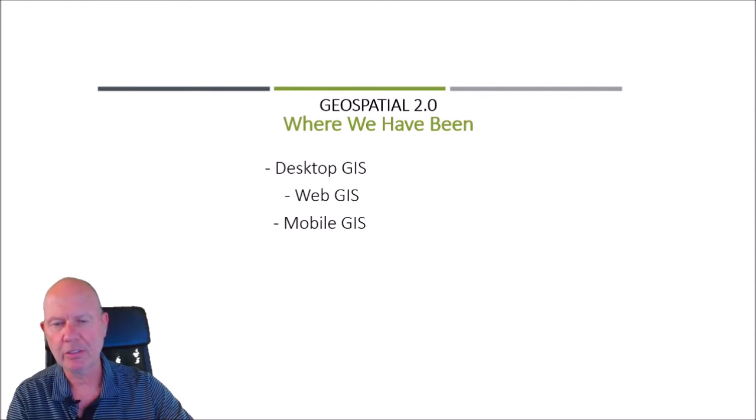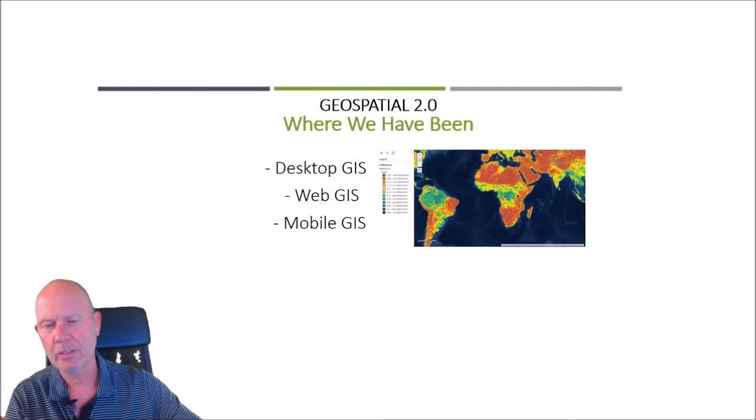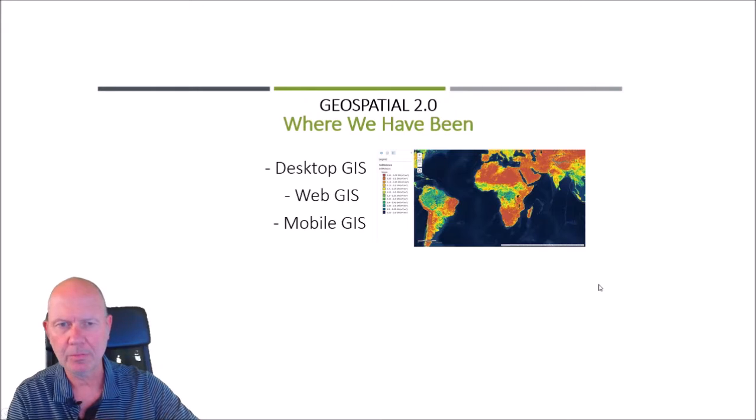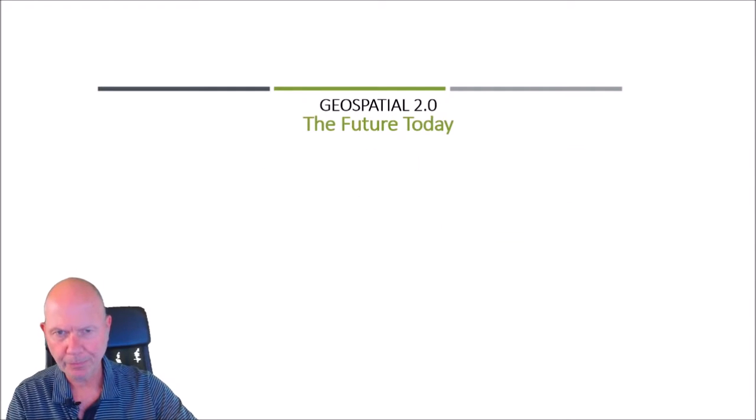So really three phases. A lot of that work was done with two-dimensional data. Again, I've gone on about this before, but that was primarily the focus of desktop, web and mobile GIS. We've now entered the stage of geospatial 2.0. So the future today.